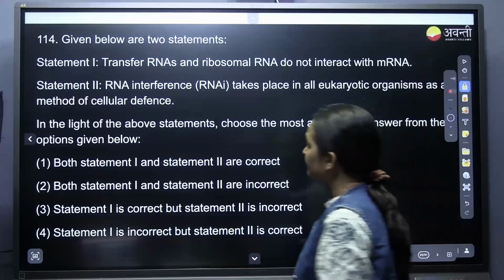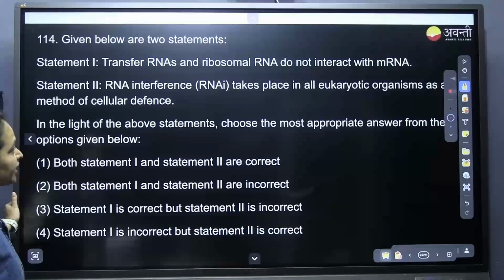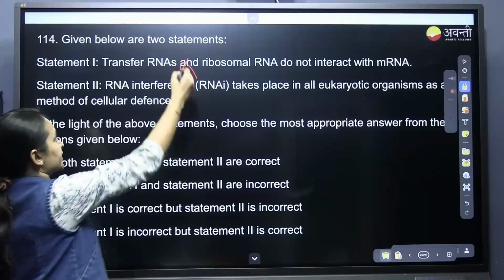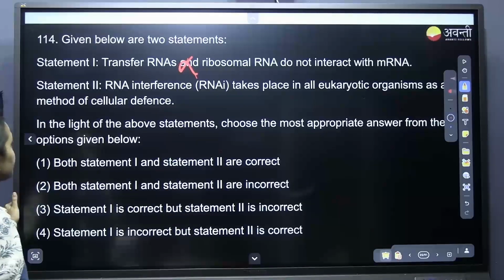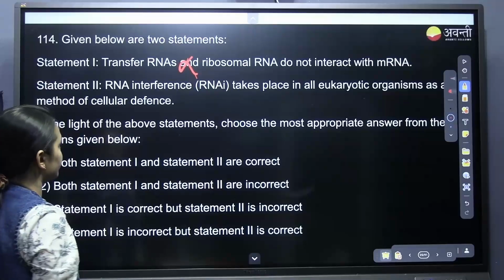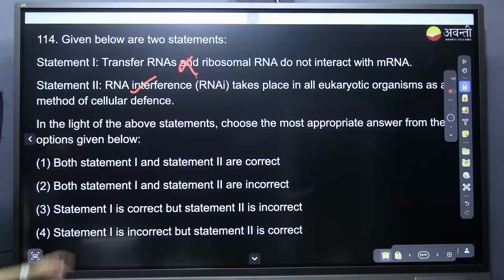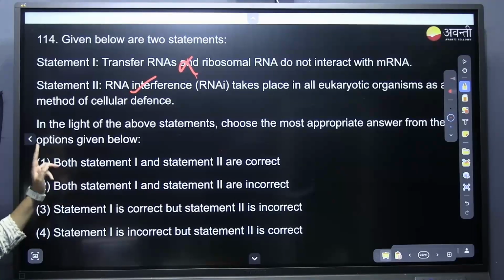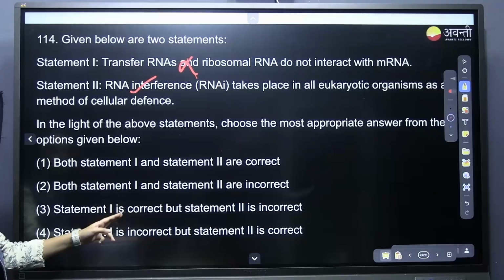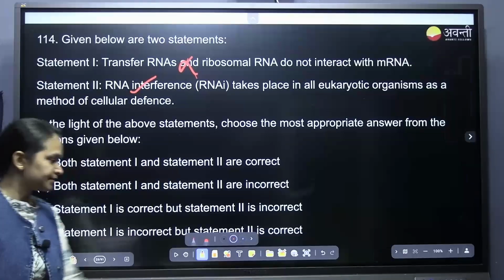Given below are two statements. Statement 1: transfer RNA, that is tRNA, and ribosomal rRNA do not interact with mRNA. No, tRNA interacts, right? How can that be? So this is wrong. Statement 2: RNA interference takes place in all eukaryotic organisms as a method of cellular defense. This is true. So statement 1 is incorrect, statement 2 is correct. Option 4 is the correct answer.